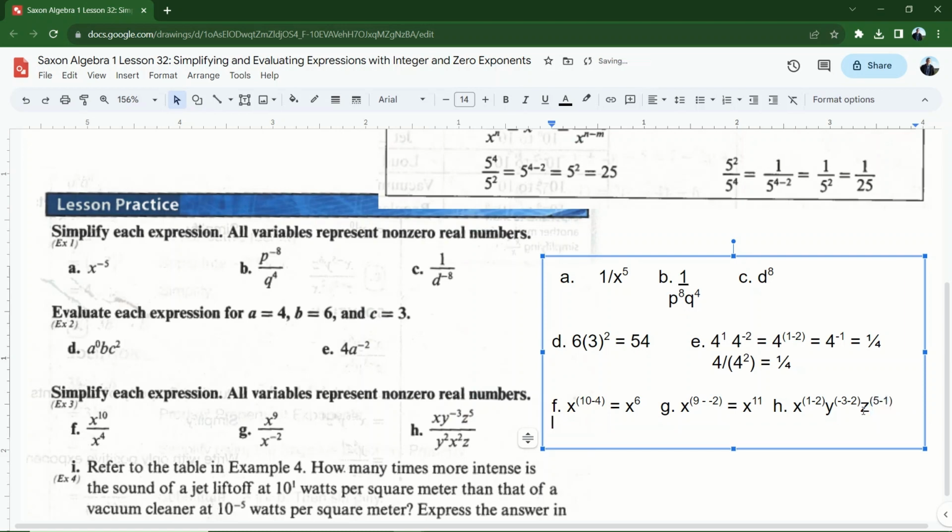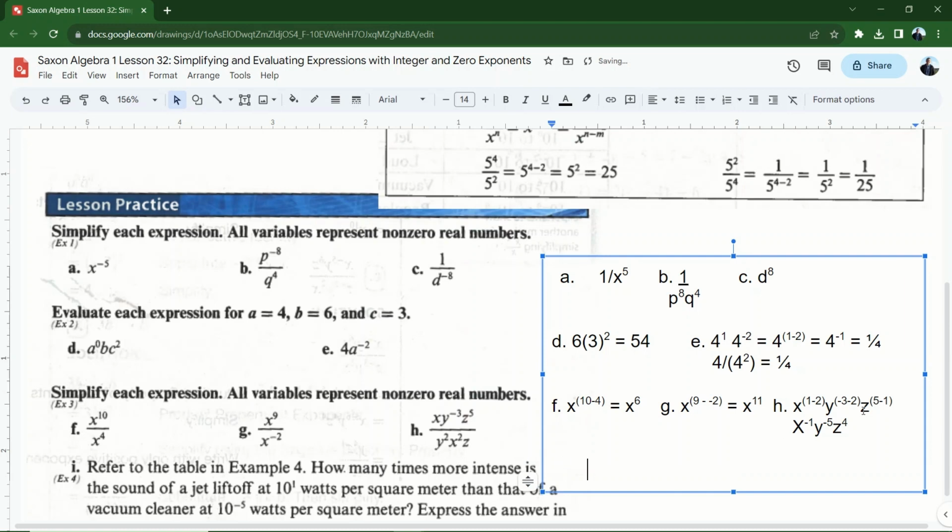Okay, so I'm just going to go ahead and simplify this. X to the 1 minus 2 is x to the negative 1. Y to the negative 3 minus 2 is y to the negative 5th. Negative 3 minus 2 is negative 5. And then z to the 5 minus 1 is z to the 4th. Now notice that only the z is in the right spot. X has a negative exponent, y has a negative exponent. So what am I going to do with this?